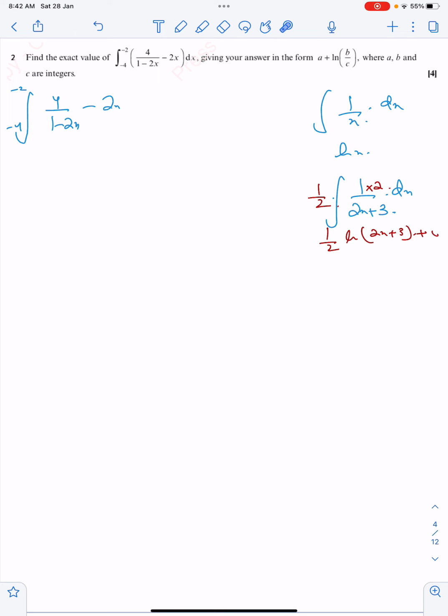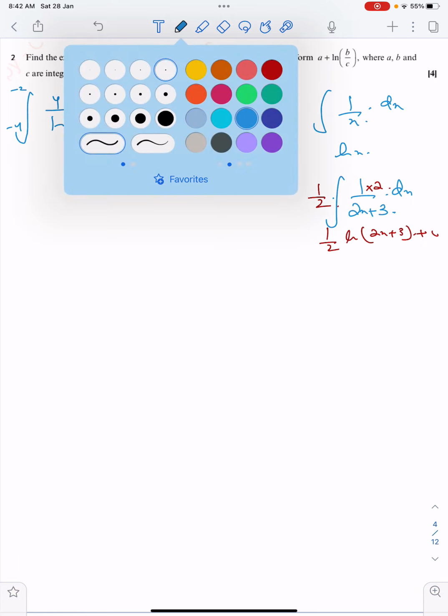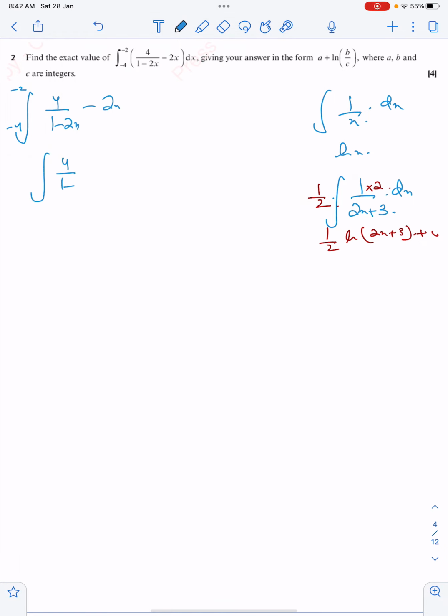Okay, likewise, if it is 1 minus 2x, the differential of this is minus 2. So what I'm going to do right now is separate them first. 4 over 1 minus 2x dx minus 2x dx. For both you have to put the same boundary, minus 2 and minus 4. Now I'm taking this 4 as common. This is going out, and you're left with this.